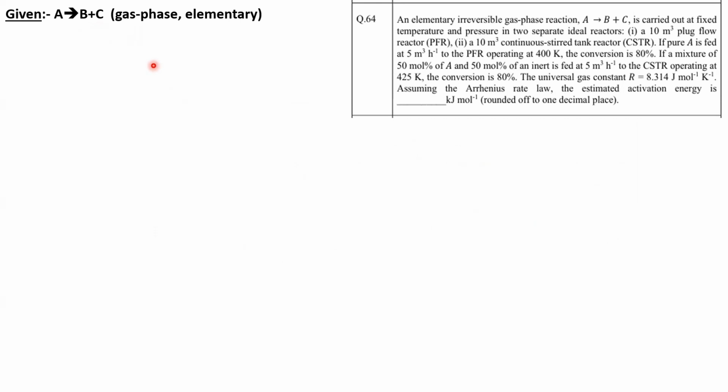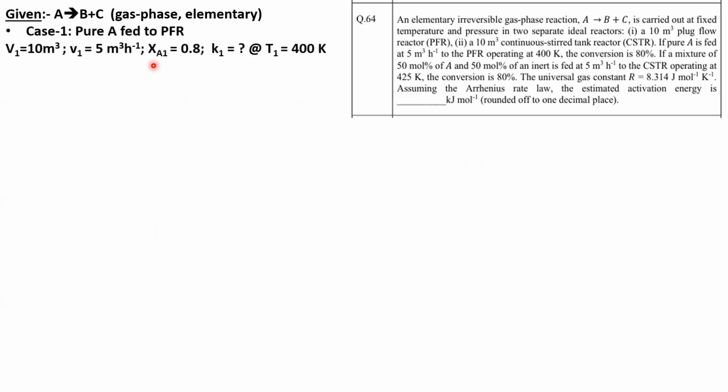So we are having two cases. In case 1, we have pure A as the feed to the PFR, whose volume is 10 meter cube, and feed flow rate is 5 meter cube per hour, and conversion is 80%. The temperature in the reactor is 400 Kelvin. So let the rate constant for the reaction be K1 at this particular temperature.